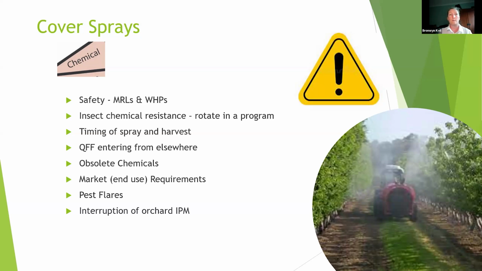Obviously, we need to look at the market where the fruit is going to or any end use requirements. So if you're going to eat them and you don't want chemicals in your fruit, don't put them on there. The use of chemicals can cause pest flares, and as we've discussed in detail tonight, the interruption of any IPM programs. So let's stay away from them if we can.